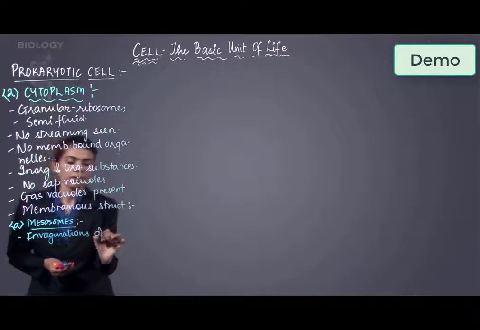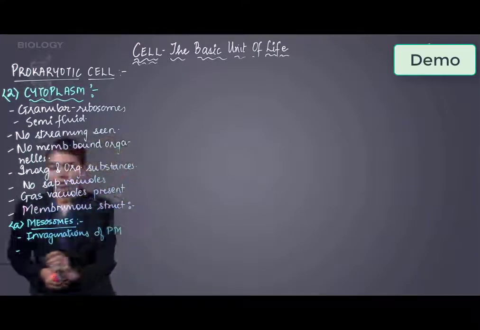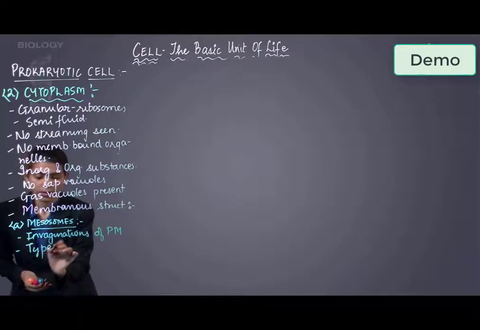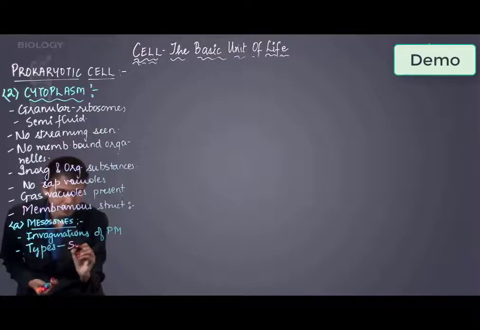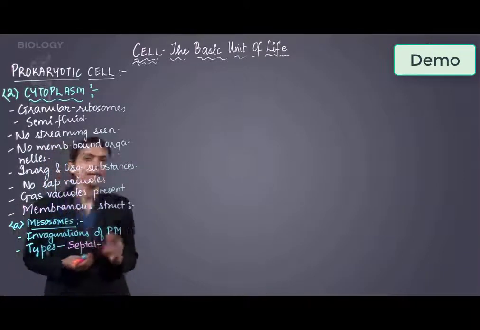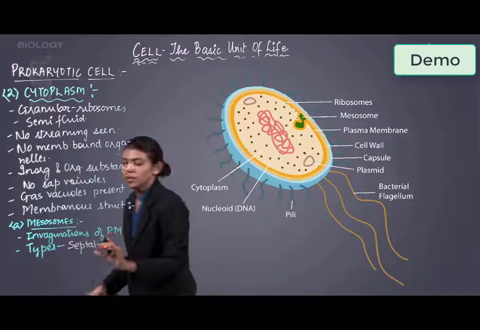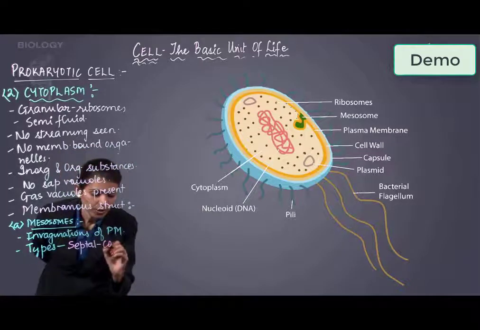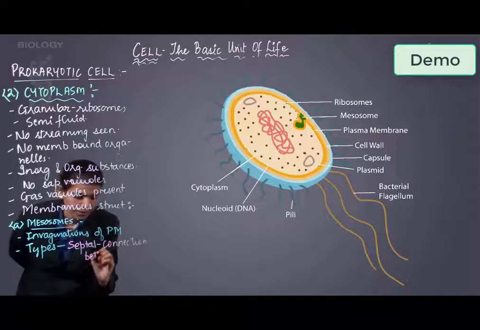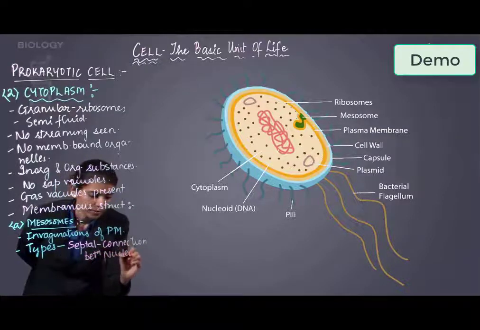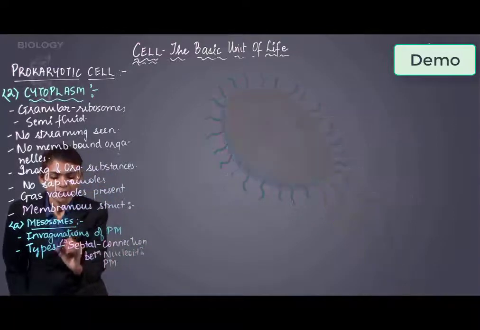So these are formed from the plasma membrane. There are two types of mesosomes, septal and lateral. The septal type of mesosomes attach the nucleoid, which is the unorganized nuclear material, to the plasma membrane. So the septal are a connection between the nucleoid and the plasma membrane. This was the first type of the mesosome.